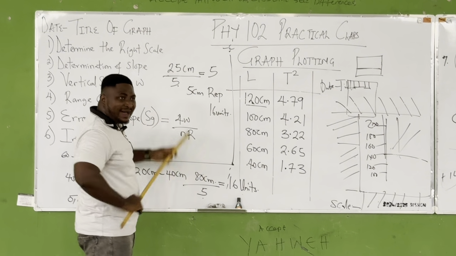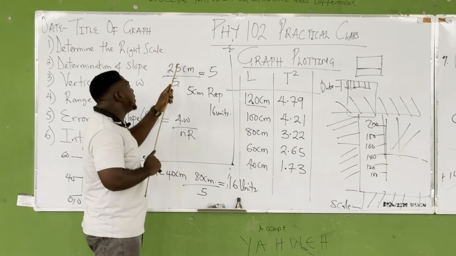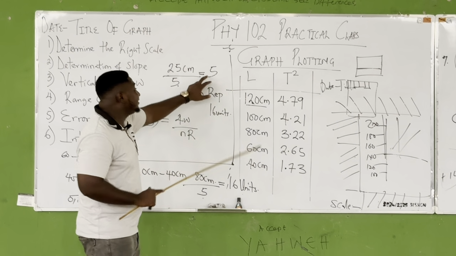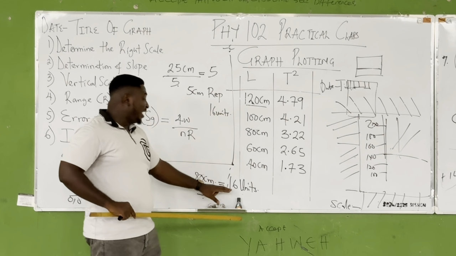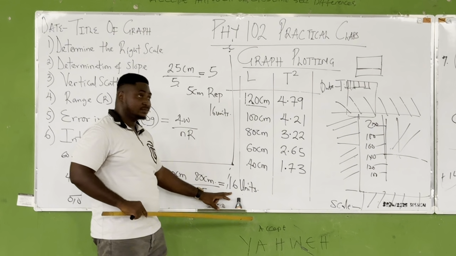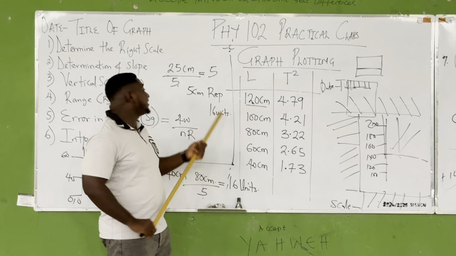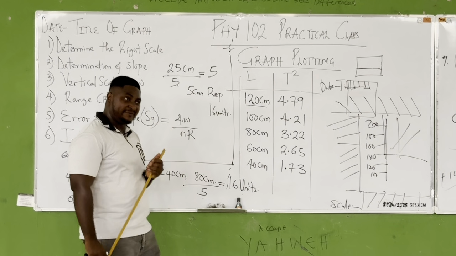So when you have plotted your graph, you now say 25 divided by 5 is 5 centimeters. It means for every 5 centimeters, you're going to have 16 units. For every 5 centimeters, you're going to have what? 16 units. So you're going to say 5 centimeters represents 16 units on your graph.